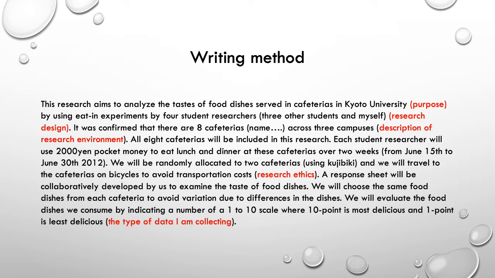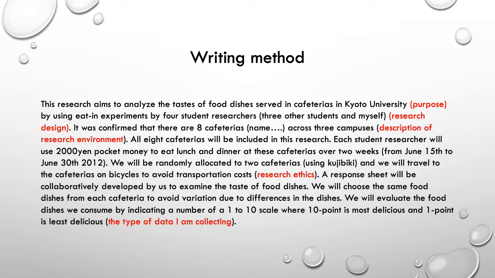So after purpose, we have research design by using experiments by 4 student researchers. By having purpose and research design first, we have now covered 2 of the most important elements of method. After the purpose and research design, then we can include the procedures, a lot of details. We can talk about the research environment. We can talk about research ethics. We can talk about what kind of data we are going to collect.